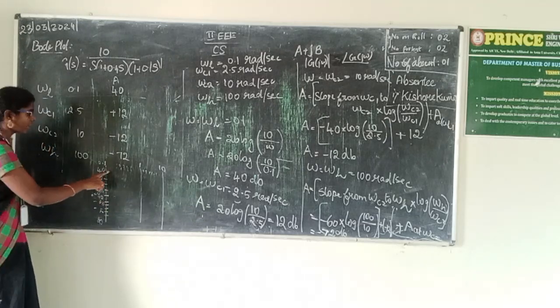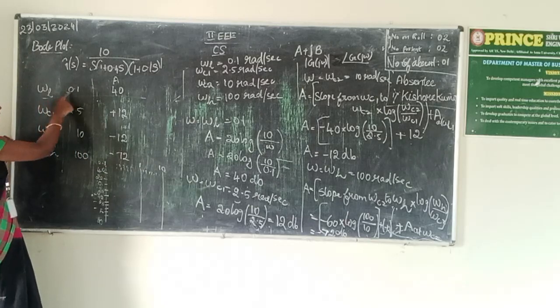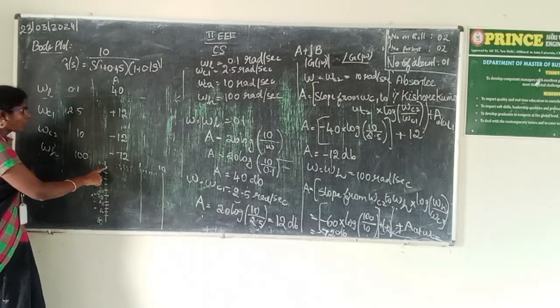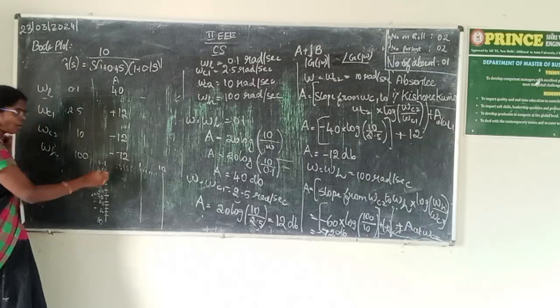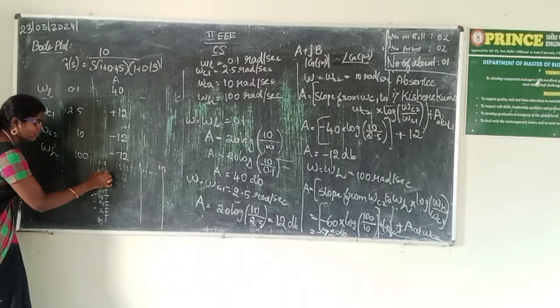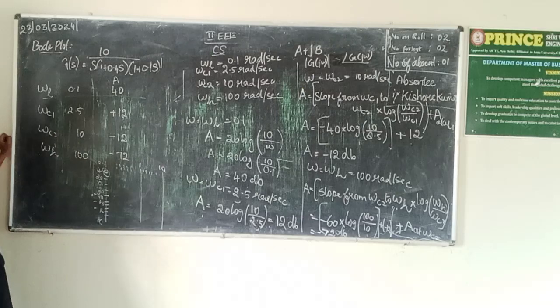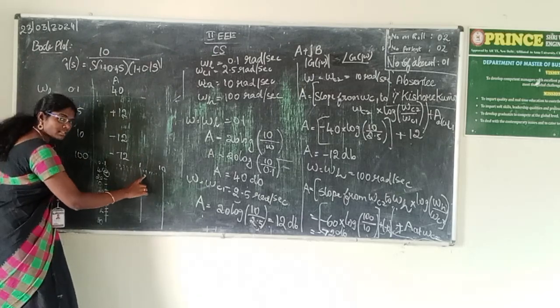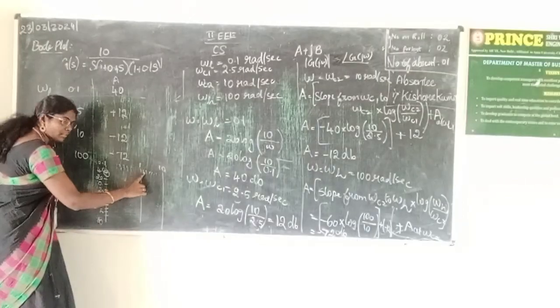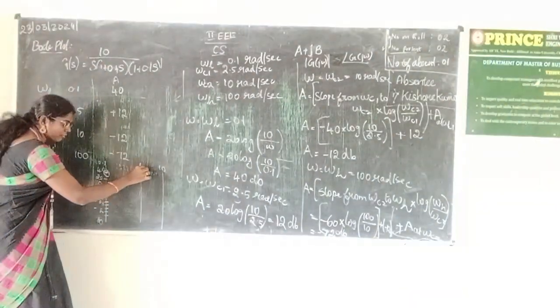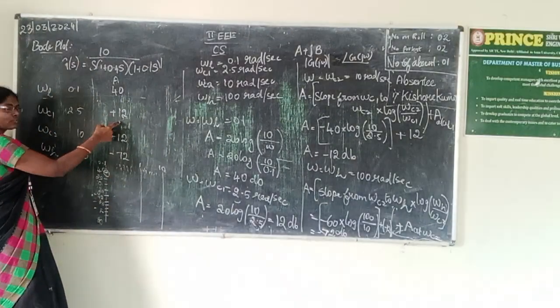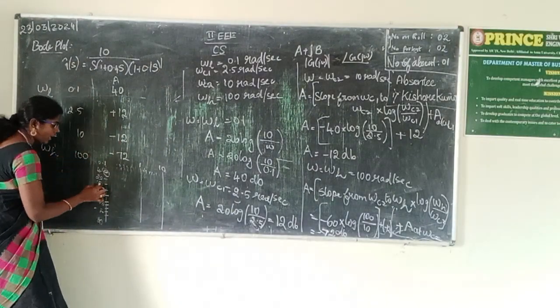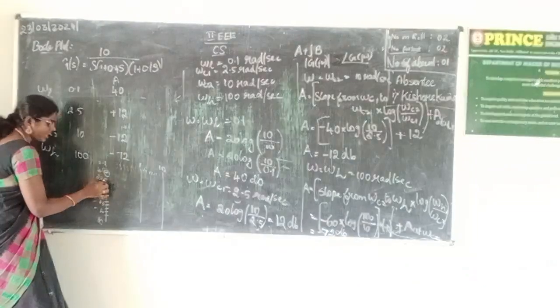Okay, now shall we draw the graph? So when omega is 0.1, what is the magnitude? It is 40. So you have to mark it over here. Likewise, when omega C1 is 2.5, that is the next step. After 1, it will be 2. The center part of this will be 2.5. At 2.5, the magnitude is 12.